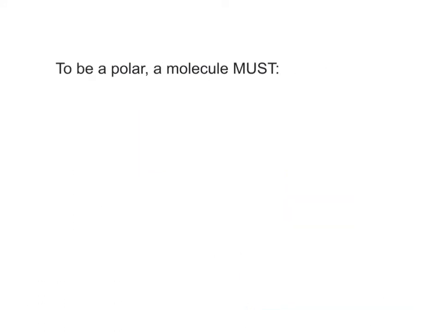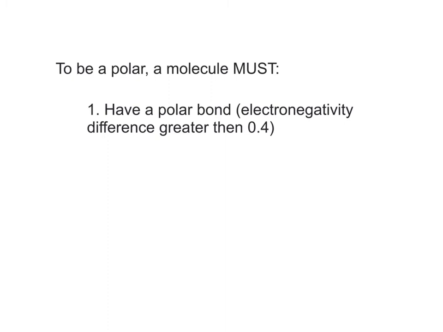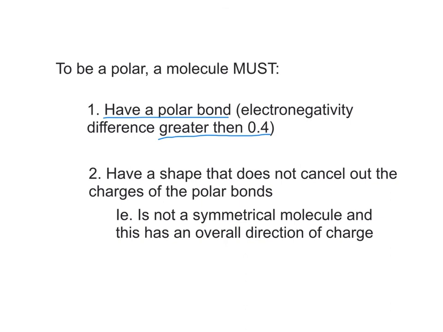So in order to be a polar molecule, a molecule must meet two criteria. The first criteria is that it must have a polar bond, which means the electronegativity difference is greater than 0.4. The second criteria is that it has a shape that does not cancel out the charges of the polar bond, which basically means that it's not a symmetrical molecule. And because it's asymmetrical, it has an overall direction of charge, which means the shape allows it to actually have a magnet.